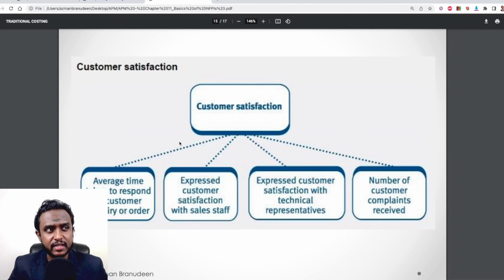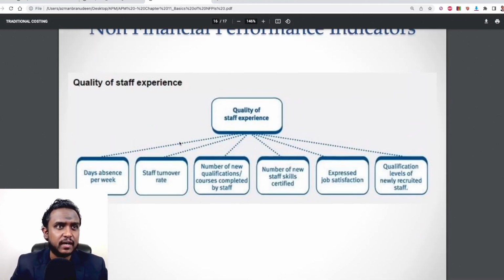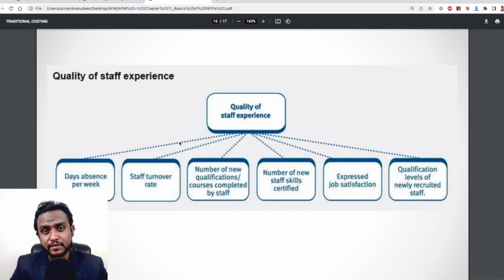Customer satisfaction: average time taken to respond to customer inquiries, expressed customer satisfaction with sales staff, because sometimes that's a good metric. That's why a lot of companies try to immediately collect the reviews and responses. As soon as the call is over, you'll hear an automatic recording, or you'll get an SMS saying rate the service that you got. Expressed customer satisfaction with technical representatives, number of customer complaints received, etc. So customer satisfaction.